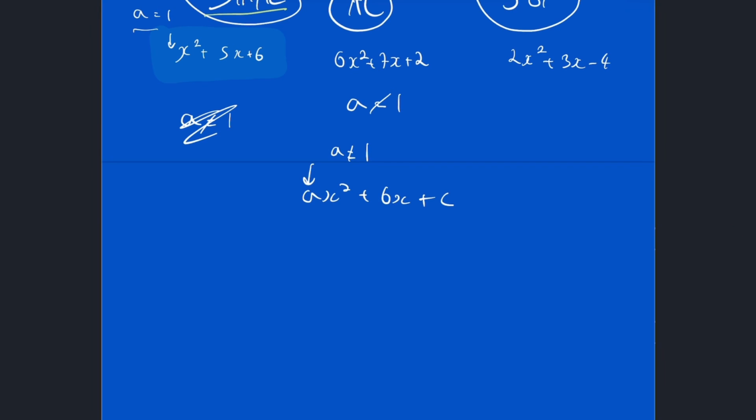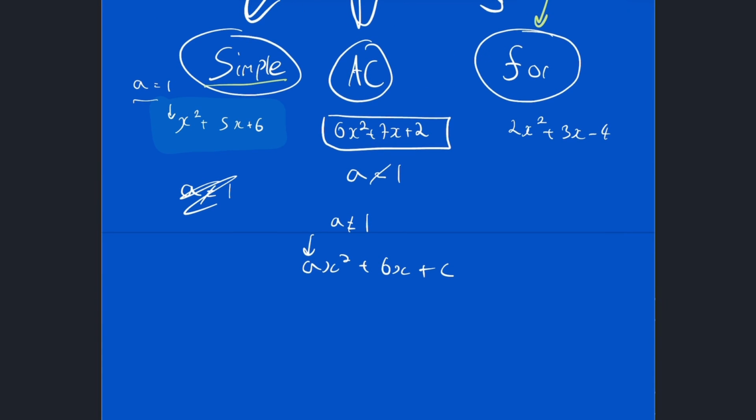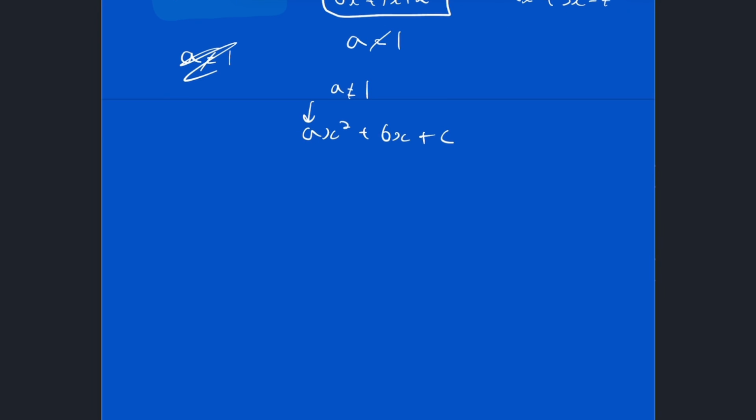Sometimes they ask you to use the AC method or use a by hand method to solve a quadratic, because obviously you could just put in the quadratic formula and it would solve it for you. Sometimes they ask you that. So if we had a question like something like this, how do we solve it?